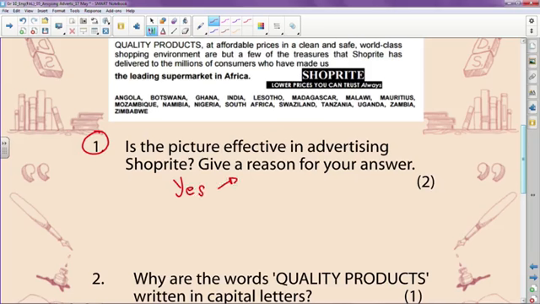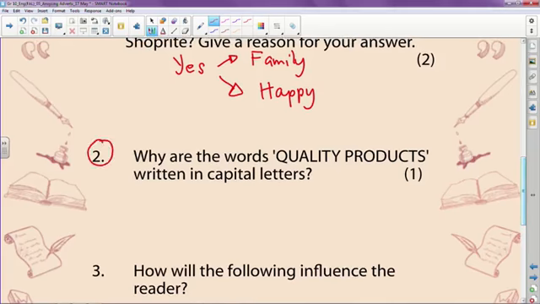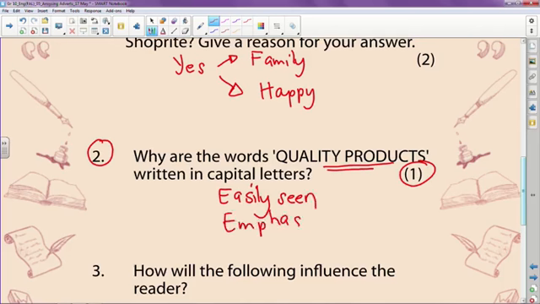Why? Probably because it is showing a family supermarket. And we have a picture of a very happy mother and child leaving. All right, so I would say yes, it's effective. 2, why are the words quality products written in capital letters? Well, firstly, it's for 1 mark, but I'm going to give 2 points just to be safe. I would say it's easily seen, and also to emphasize the words.